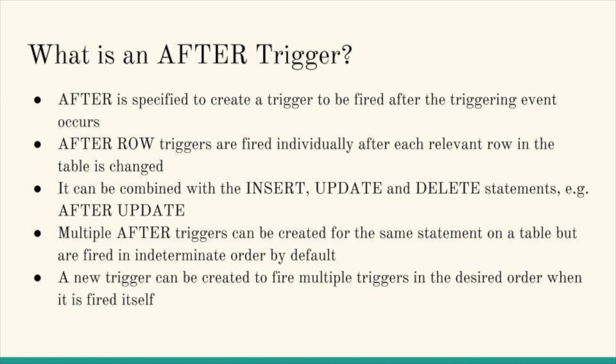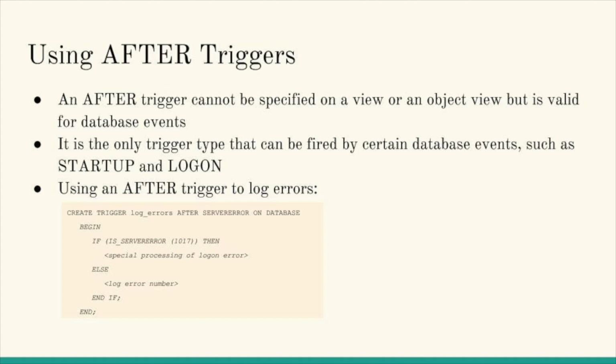Multiple after triggers can be created for the same statement on the same table, but the order they are fired in is indeterminate by default. If the order in which the triggers are fired is important, there's a way around this. You combine the triggers into a new trigger that fires them in the order you want when it's fired itself. After triggers can't be specified on a view, but they are valid for events, unlike instead of triggers, which are the other way around. There are many events that can cause triggers to fire.